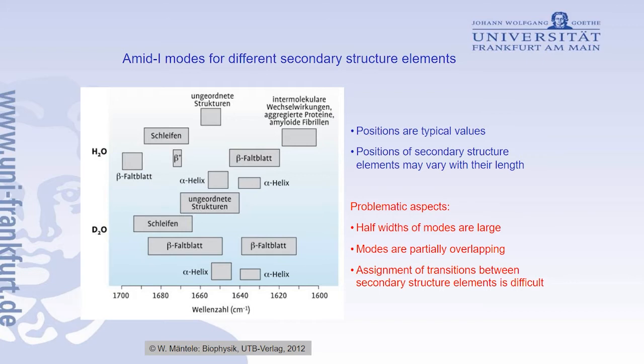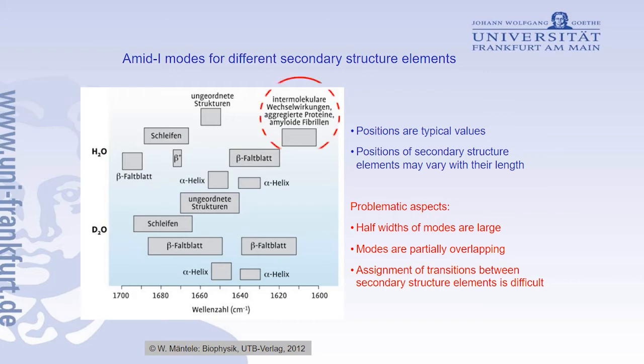Before I go into detail on that, have a look at the top right of this picture. Here you have a specific range around 1610 to 1615 wave numbers, which is characteristic for aggregated proteins or, for example, amyloid fibrils. These are typical values. The positions of these secondary structures vary with the length. The problem of analyzing these is that the half width of the mode is large, the modes are partially overlapping, and the assignment of transitions between secondary structures can be difficult because of that.